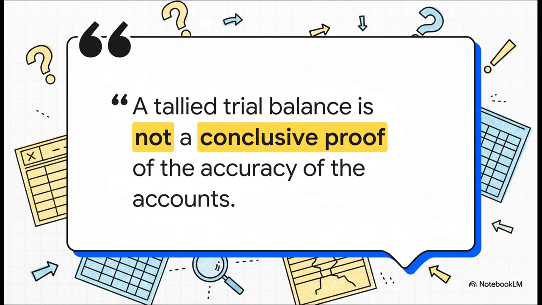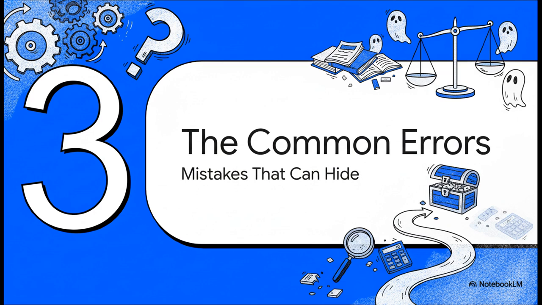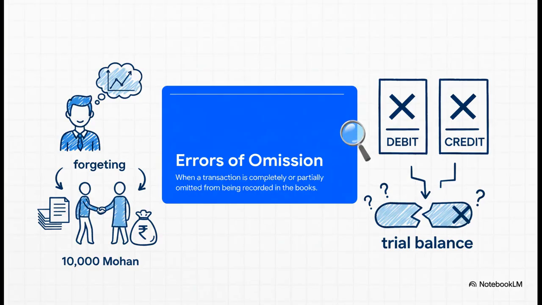Now listen very carefully. This is a crucial point you absolutely must remember for your exams. Even if your trial balance tallies perfectly, I mean, debit equals credit, everything looks great, it doesn't mean your accounts are 100% accurate. How is that possible? Well, there can still be some sneaky, hidden mistakes. Surprising, isn't it? So what are these sneaky errors? Let's look at the 4 main types of mistakes that can happen even when your debits and credits seem to match up perfectly.